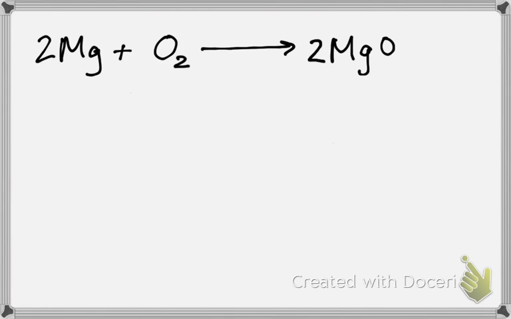So we have 2 magnesium plus O2 gives us 2 magnesium oxide. That's a balanced equation. Everything's great. So what that is telling you is every time you run this reaction, for every 2 magnesiums you put into it, you're only going to need 1 molecule of O2, because the way we read these reactions is if there's no number in front of something, it defaults to a 1. So 2 magnesiums plus 1 molecule of O2 are going to give you 2 magnesium oxides. That's what this reaction is telling you.